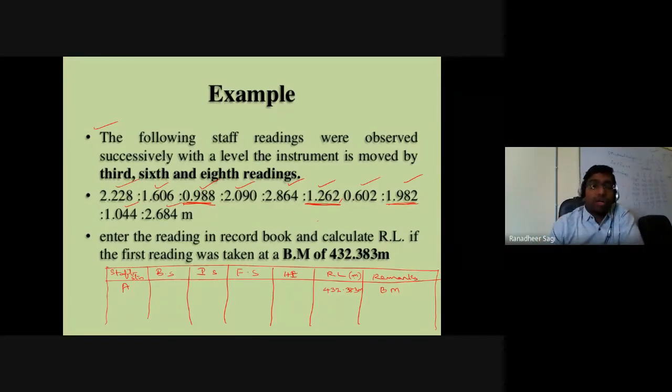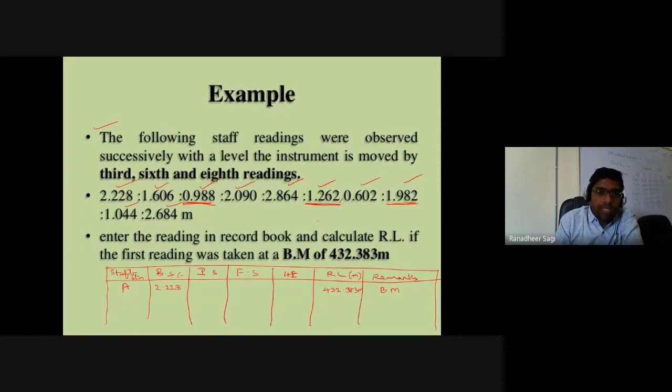Now let's write down the readings accordingly, either under backsight, intermediate sight or foresight. Where is the first reading taken? On the benchmark point, that is at point A. When the leveling staff is placed, you get some leveling staff reading. So obviously the first reading is to be noted down under your backsight.